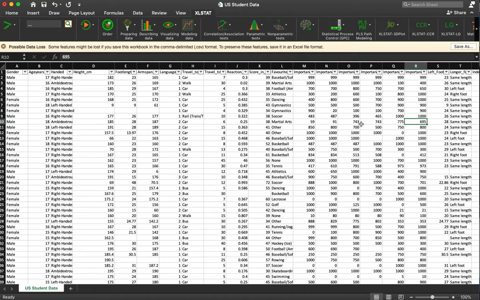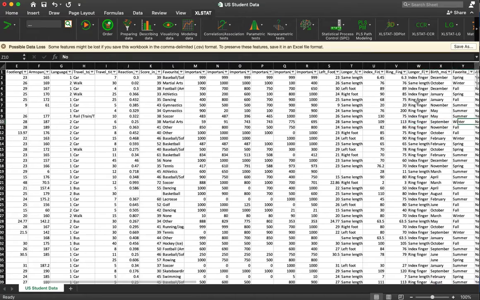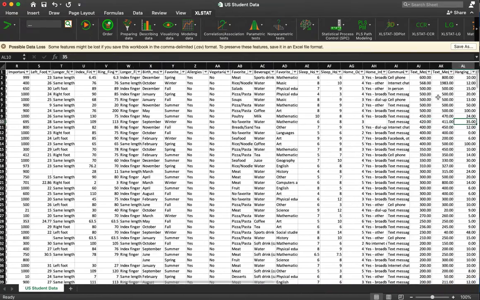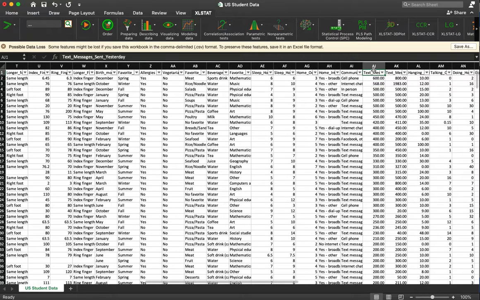They also allowed people to write things. You find words in here. So we're going to come over here to how many text messages do you send? And one person wrote a lot, which messed up the analysis because you can't have a word in there.